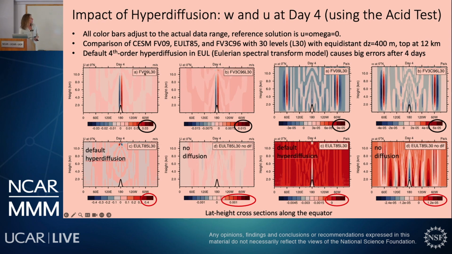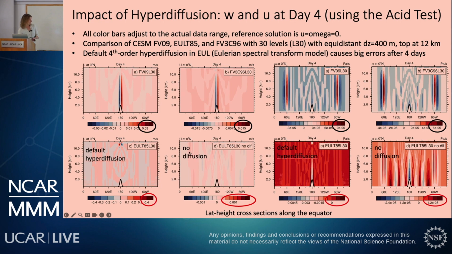And you can compare dycores again here: FV, FV3, Eulerian. What really surprised us, though, was, again, the impact of diffusion on the Eulerian dycore. Very unexpected. So with the default diffusion, this is hyperdiffusion, 4th order, and a little bit of sponge layer diffusion up here, we see pretty big zonal wind error after 4 days of like 0.5 meters per second.